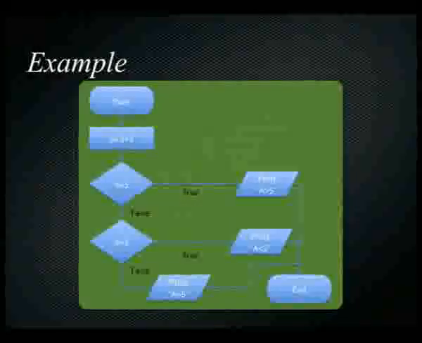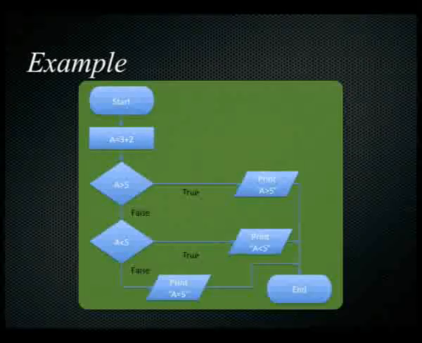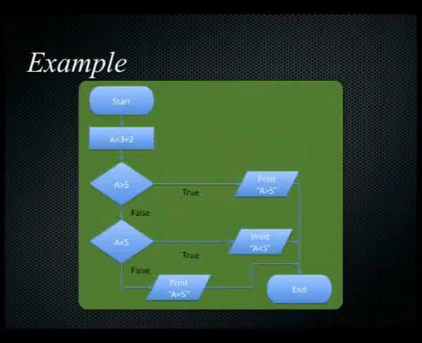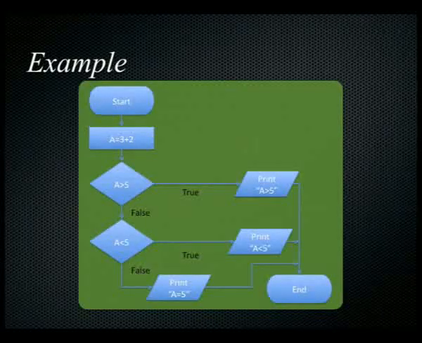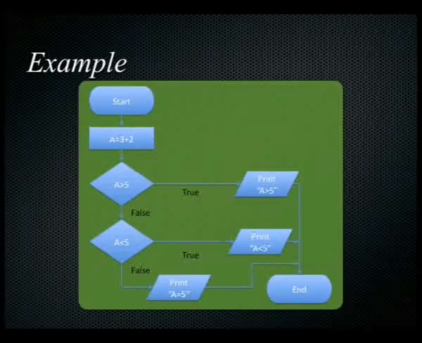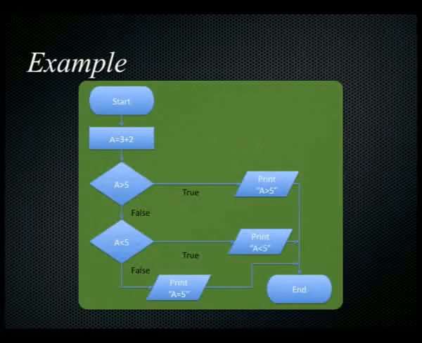So to show you an example of this flowchart, using the same sort of example as before, we've got A equals 3 plus 2, then we've got A is greater than 5. If it's true, we simply print A is greater than 5, and then we end up at the end terminal block. However, if that's false, which in fact it is, we go down to the next decision block, and that does a check as A is less than 5.